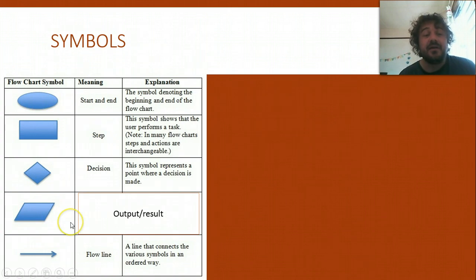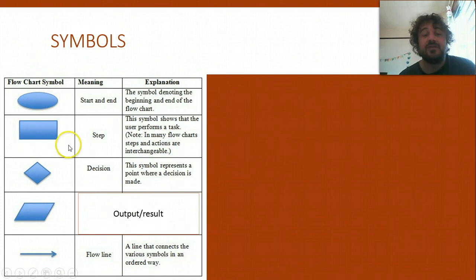Basically, there are 5 symbols that we really need to pay attention to. There are a lot more, but for our purposes, this is all we really need. So you've got the oval, which is the start and the end. You put that at the beginning, and you put it at the end, just to let people know where they start the flowchart, where they end it.